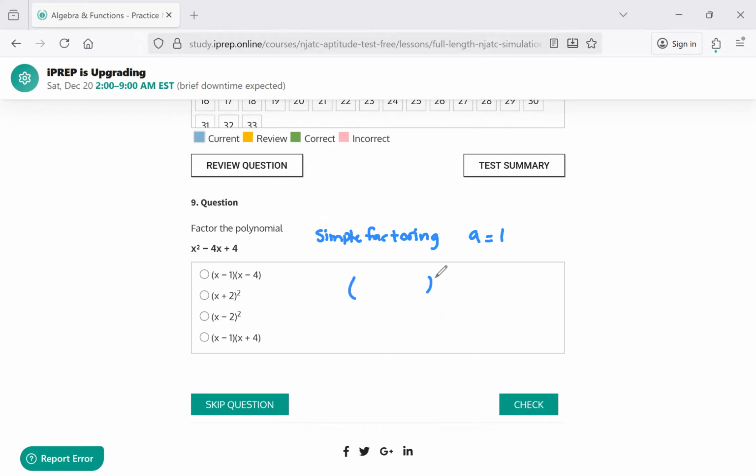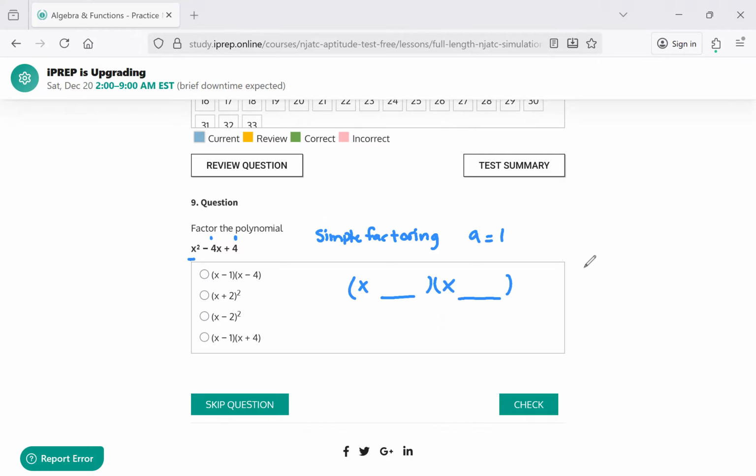So if we're simple factoring, write out your two parentheses, and then I'm going to put an x here and an x here because when we FOIL it out, we want an x squared, right? And then this is the tricky part. So you have to come up with two numbers that multiply to positive 4, and when you add them, give you negative 4. So what is that going to be? Two numbers that multiply to 4, and when added, give you negative 4.